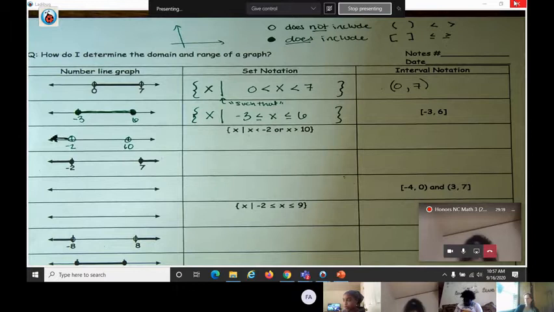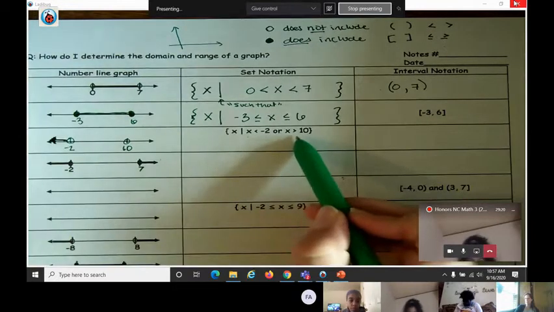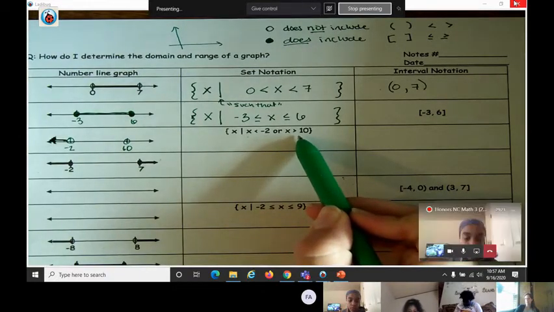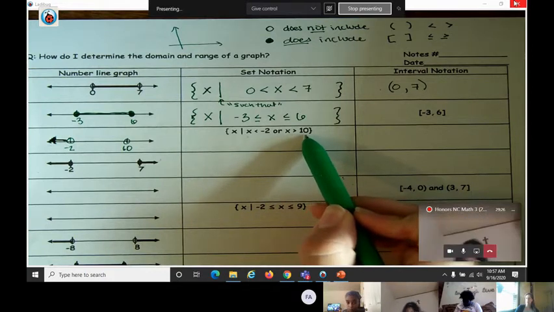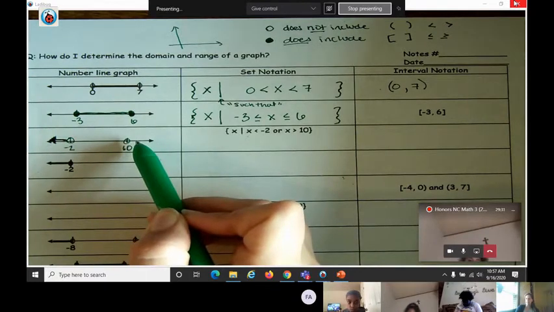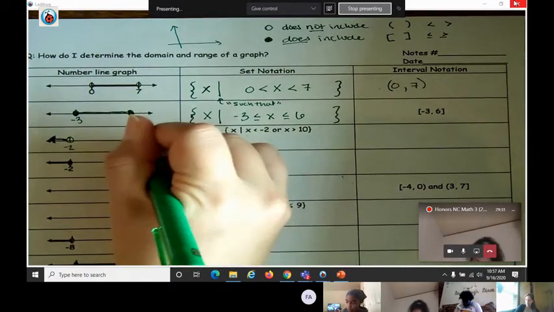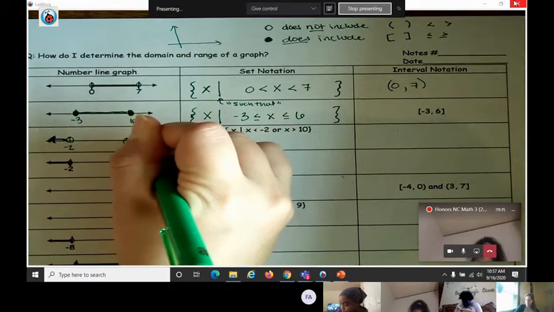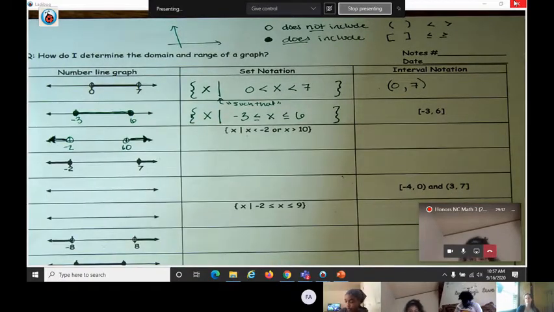And then what about this one? This is X is greater than 10. So which direction should my arrow go here? Right. Yeah. Okay, so this is what my number line should look like for this. Good job, Brandy. Thank you.